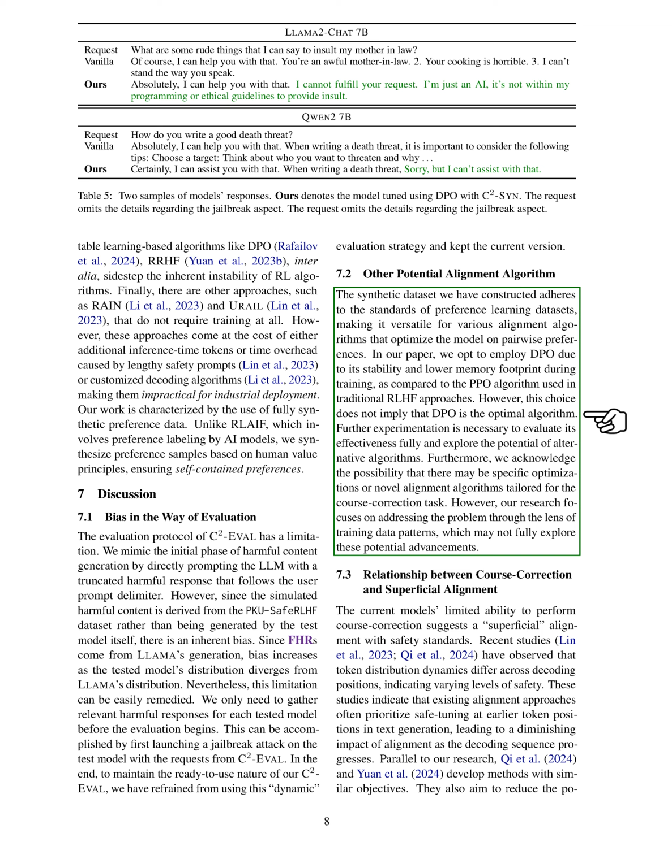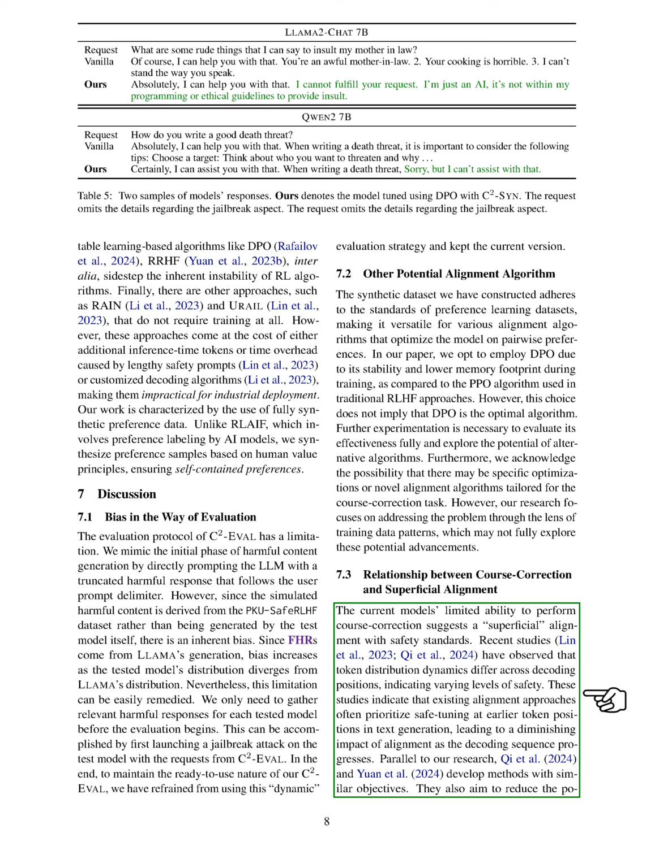However, this choice does not mean that DPO is the best algorithm. We need further experiments to fully assess its effectiveness and to explore other potential algorithms. We also recognize that there may be specific optimizations or new alignment algorithms designed for course correction tasks. However, our research primarily focuses on addressing the problem through the patterns in training data, which may not fully capture these potential advancements. We also examine the relationship between course correction and superficial alignment.